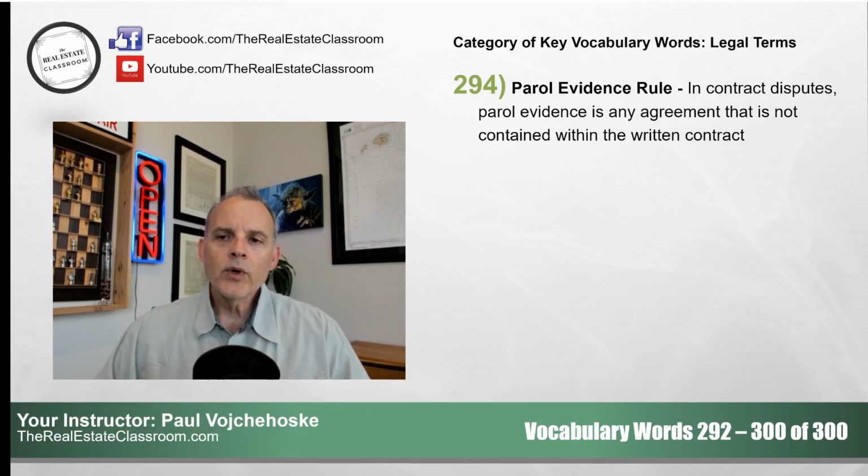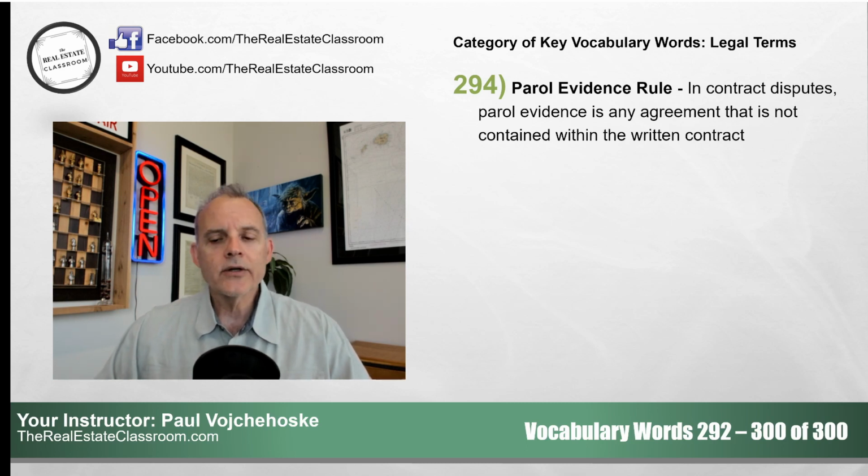294 is called the Parole Evidence Rule. This comes up when there is a contract dispute. We never see this really in real estate itself. This is usually the second phase when attorneys are involved and there's some kind of legal dispute going on. The Parole Evidence Rule says any agreement that is not contained within that written contract can't be introduced as evidence.